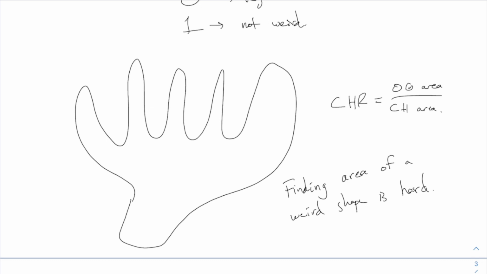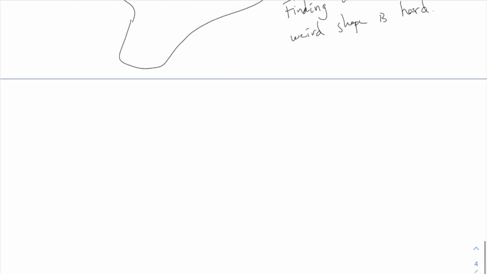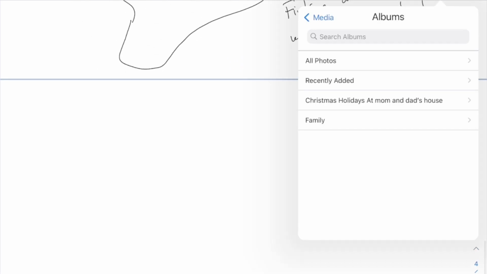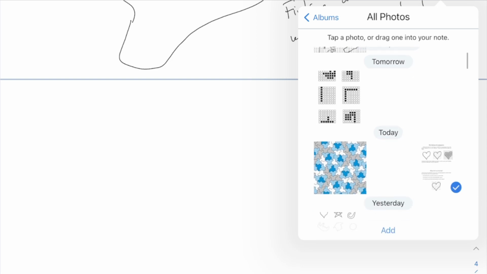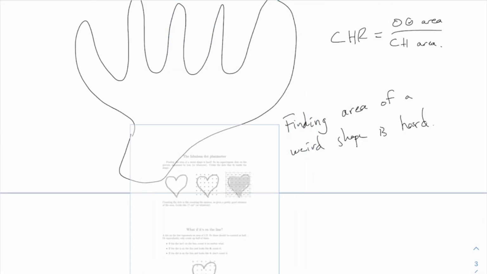This didn't really have to be a handout, but there's a lot of pictures. Rather than making you copy the pictures, I thought it'd be easier to just hand it out. So I'm going to put this on my screen.